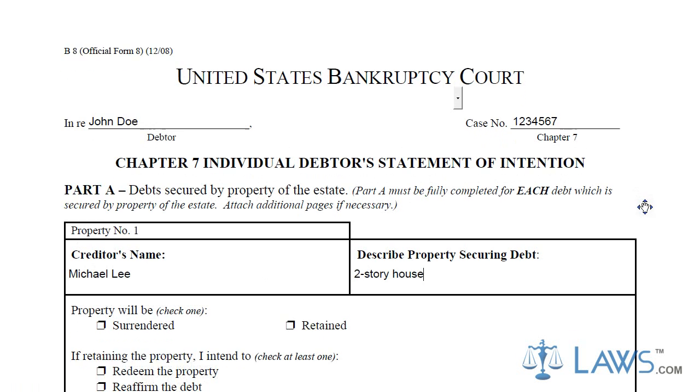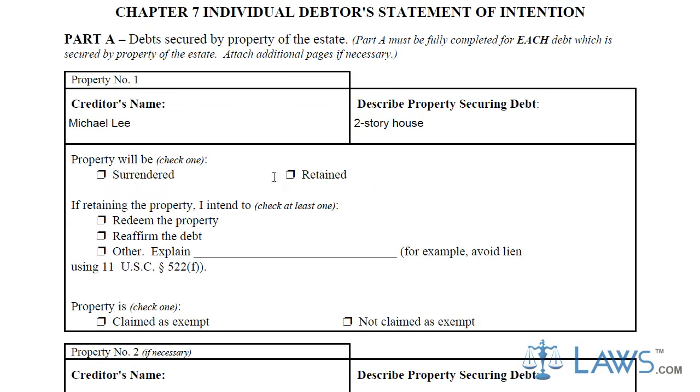Next, the individual will check a box stating whether the underlying property will be surrendered or retained by the filer. If the filer chooses to retain the property, he or she must then check whether they are redeeming the property, reaffirming the debt attached to the property, or avoiding lien by initiating a financial maneuver. In addition to supplying this information, the individual will also be required to check whether the property is claimed as exempt or not claimed as exempt.